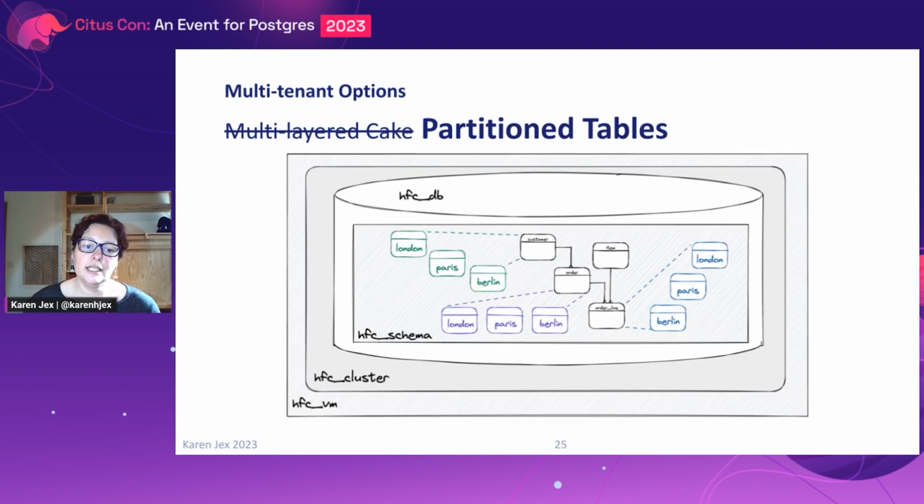And I'm likening this to an architecture with partition tables. So we'd have a single VM with a single Postgres cluster, one database, and just a single schema with one set of tables, which are then partitioned out so that you've got a partition for each of your tenants.